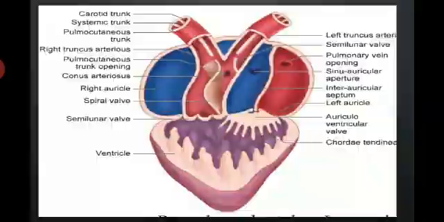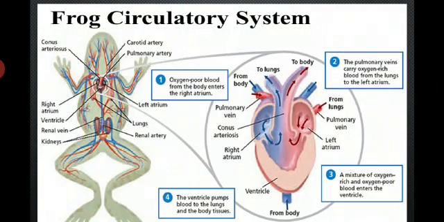Are we clear? Sure. So this is a frog circulatory system. You see the three chambers of the heart: the right side atrium and the left side atrium, and only one single ventricle chamber. So you have to see oxygen-poor blood from the body enter the right side atrium.